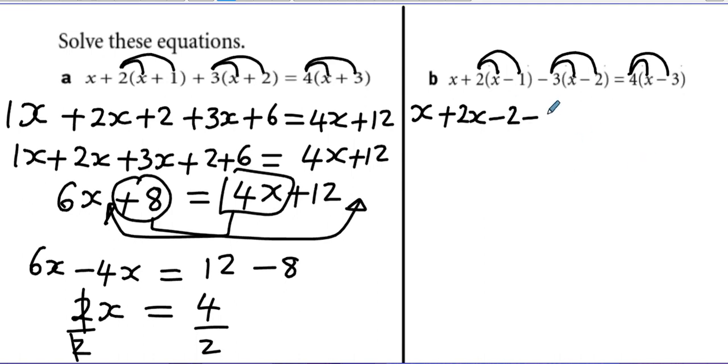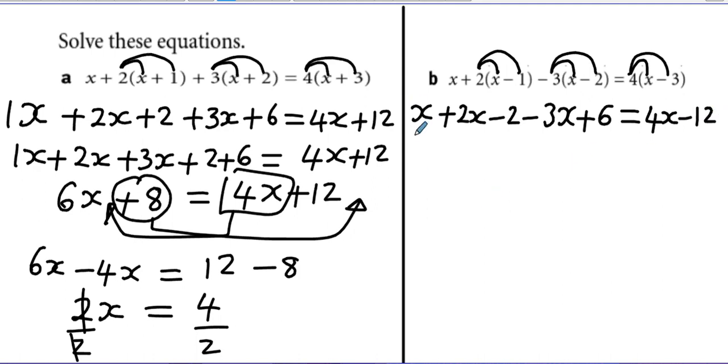Negative 3x. Negative 3 times negative 2 will be positive 6, equals to 4 times x is 4x, minus 4 times 3 will be 12.